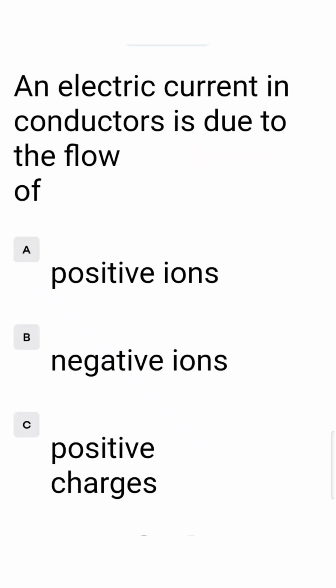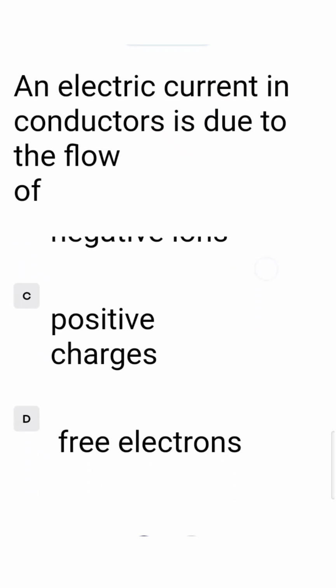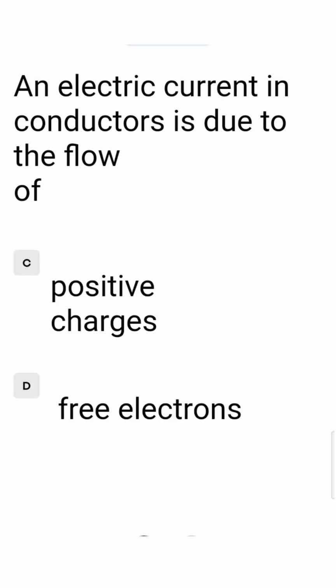An electric current in a conductor is due to the flow of: option A positive ions, B negative ions, C positive charges, D free electrons. Free electron is the correct answer, that is in option D, so we tick at option D.